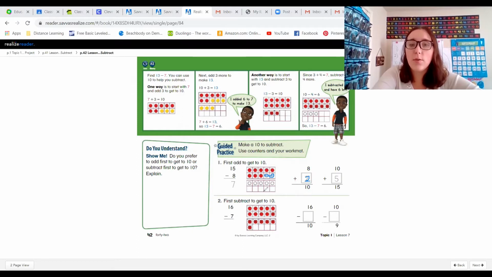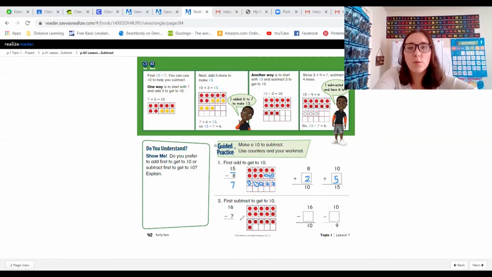We still have to get all the way up to 15 though, remember? So how many more do we need to add to get to 15? 10 plus how many more? 5. So let's add those 5 counters. 1, 2, 3, 4, 5. So we did 10 plus 5 more equals 15. So we added 5, 6, 7 counters. So 15 minus 8 equals 7.